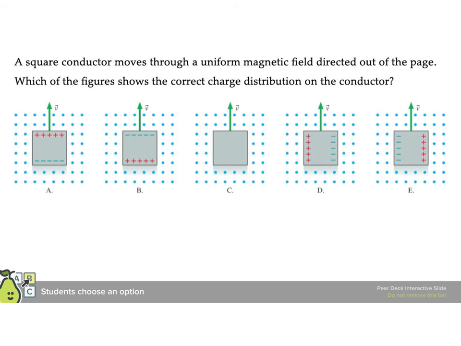All right, here we have a square conductor moving through a uniform magnetic field directed out of the page. Which of the figures shows the correct charge distribution on the conductor as it moves?